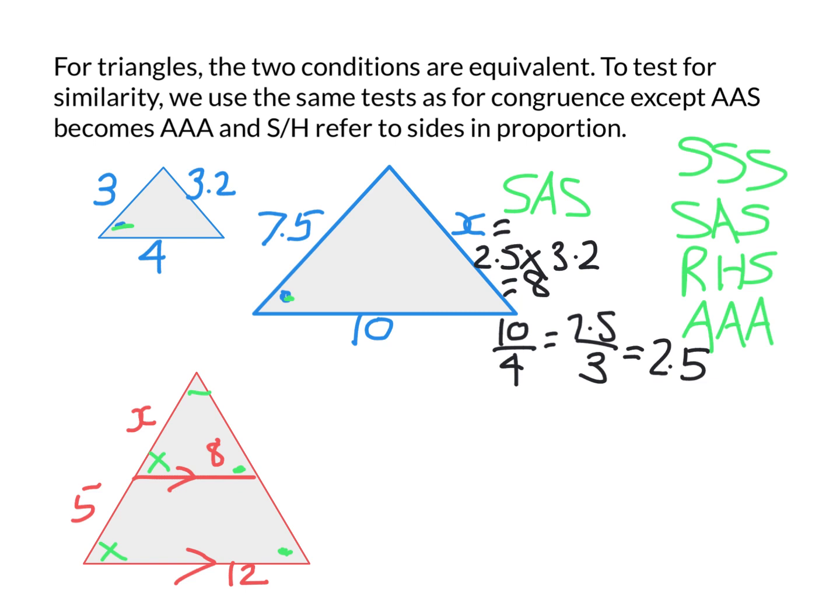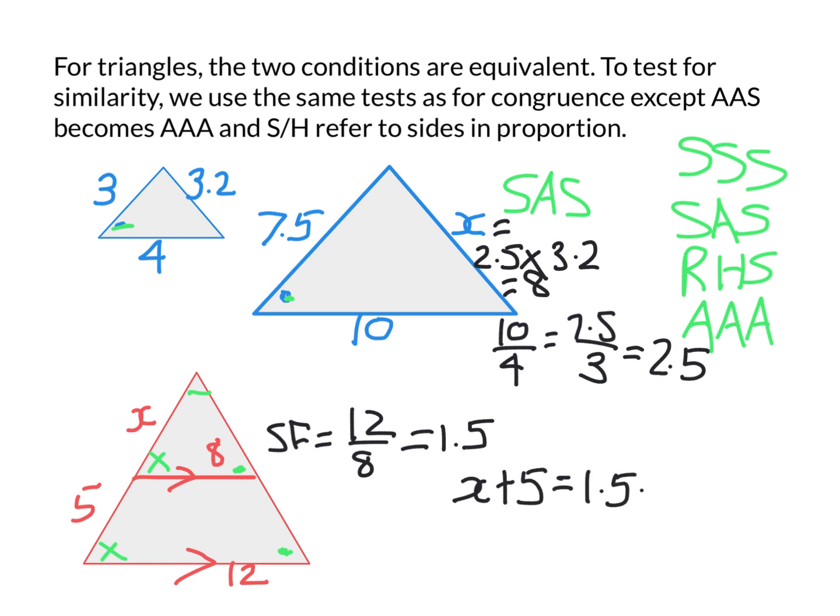That means that their sides must be in proportion. So, for this triangle, the scale factor is 12 over 8, it's 1.5. Sides in the larger triangle are 1.5 times their corresponding sides in the smaller triangle. So we're going to use that to find x. So this side here in the longer triangle is x plus 5. So x plus 5 must be equal to 1.5 times x. Side in larger shape is 1.5 times side in smaller shape.